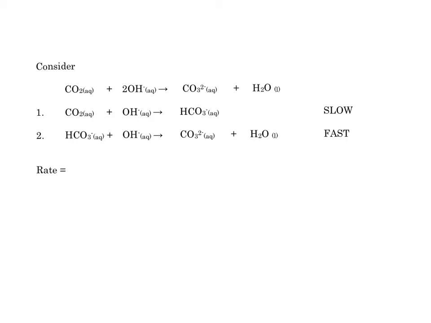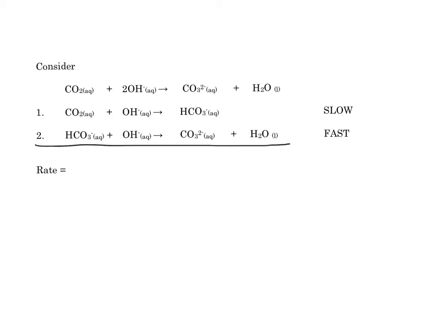Okay, so let's consider this information. Carbon dioxide plus 2 hydroxide ions produces carbonate and water. So it's been broken down into 2 steps, and one is slow and one is fast. So always double check to make sure that this is possible by adding up the 2 reactions and then comparing them to the overall reaction that you're given at the beginning.